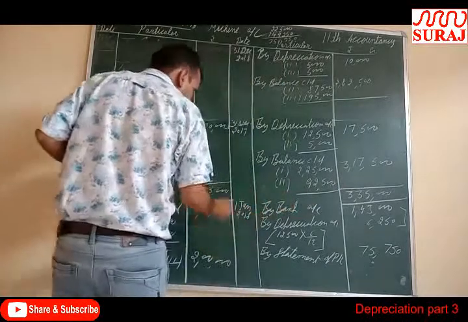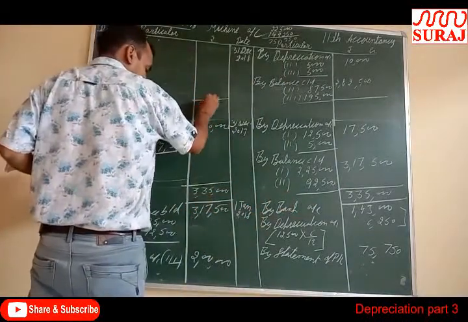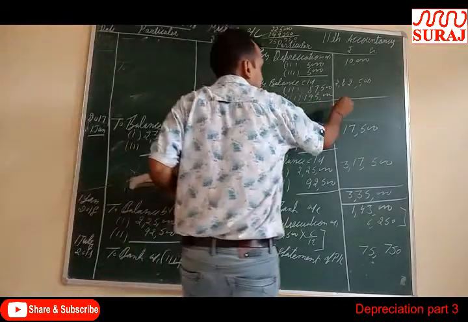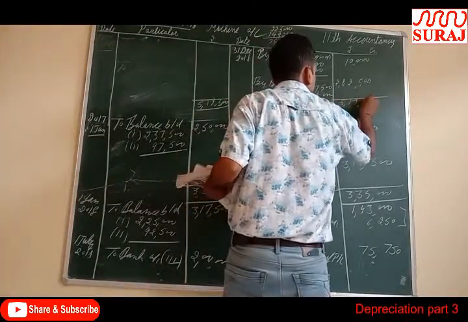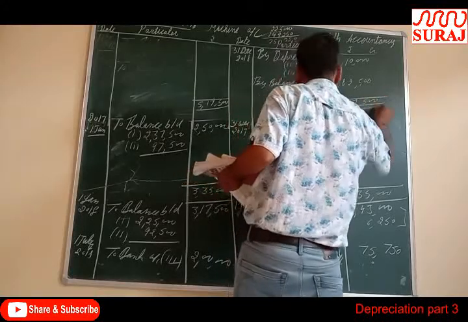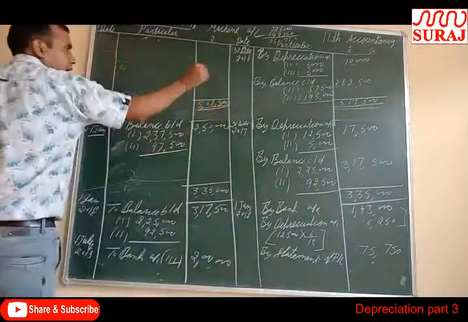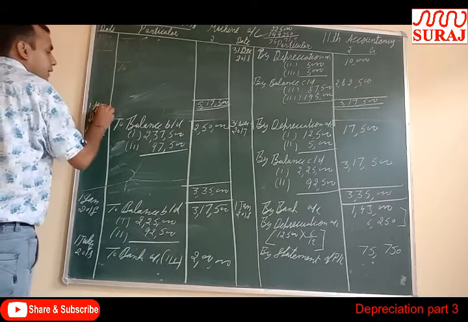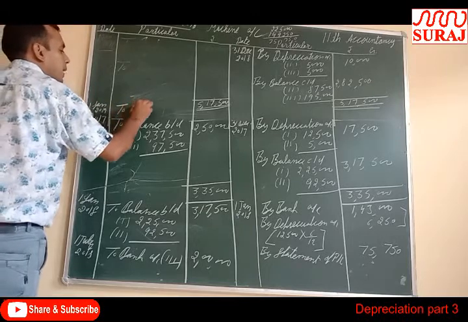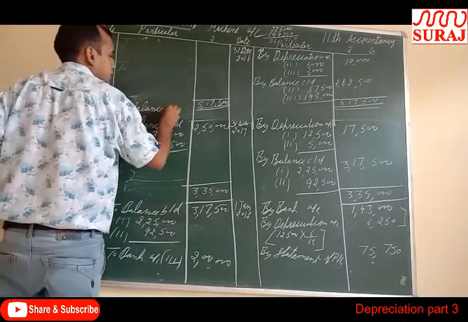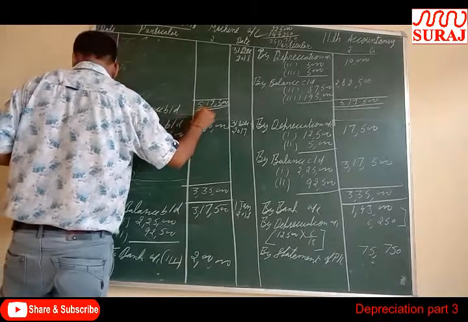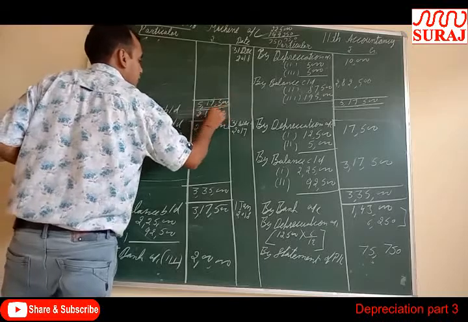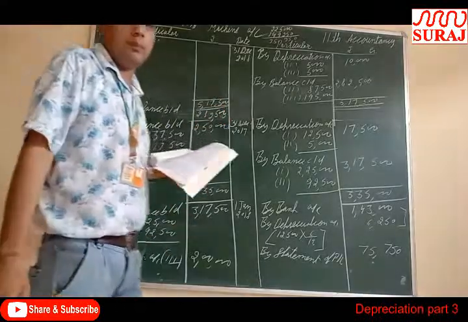Total here is 5,70,500, and this side total is 5,70,500. Three years complete, then it becomes open for the next year. 1st January 2019, to balance b/d, 2,82,500. Dear students, I hope you understand it.